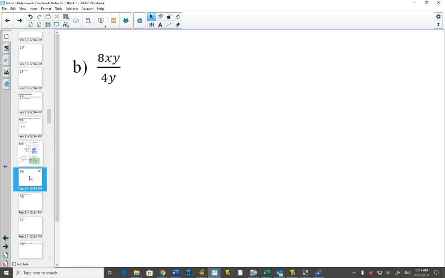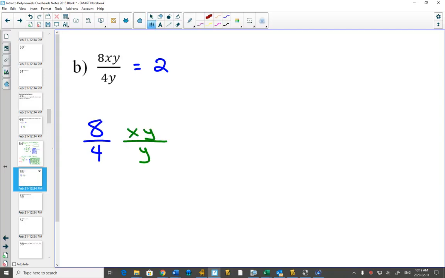So here's our next example, 8xy divided by 4y. First of all, look at your numbers. Can you simplify 8 divided by 4? What is it equal to? It's equal to 2. Okay? Now we look at our variables. On the top we have an x and a y. On the bottom we have a y. Anything cancel out? The y's will cancel out, leaving you with just x. So the answer to this one is 2x.